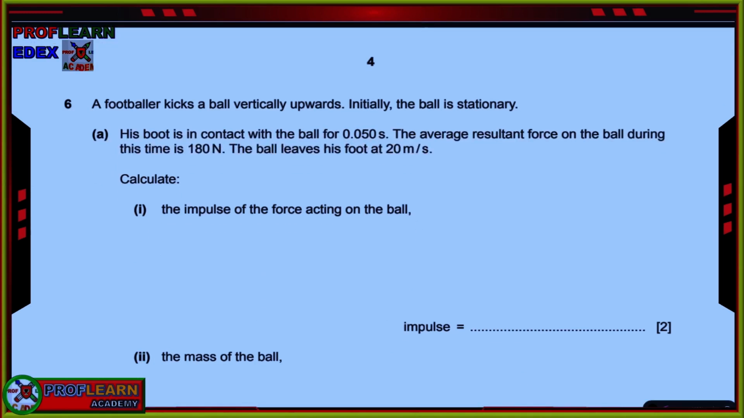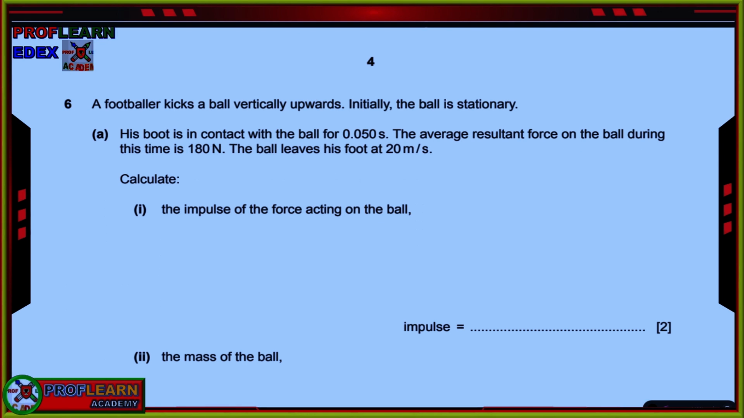We are told that a footballer kicks a ball vertically upwards. Initially the ball is stationary, meaning the initial velocity is 0. His boot is in contact with the ball for 0.050 seconds. The average resultant force on the ball during this time is 180 newtons. Then the ball leaves his foot at 20 meters per second. We are supposed to work out the impulse.